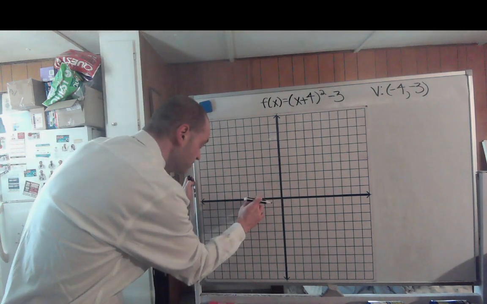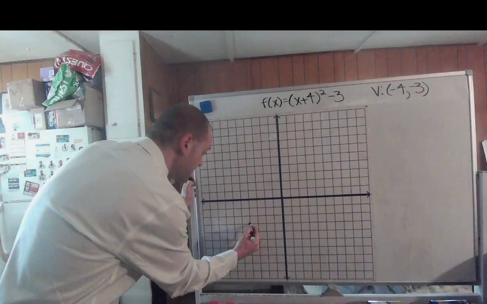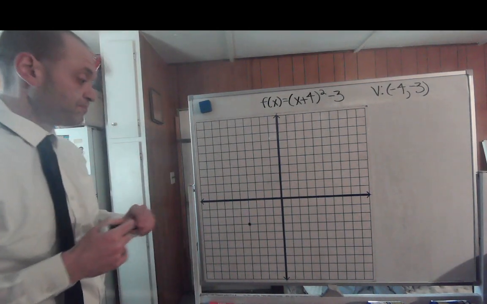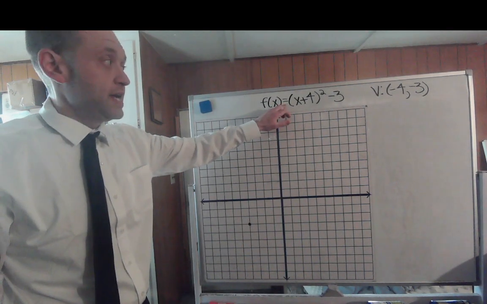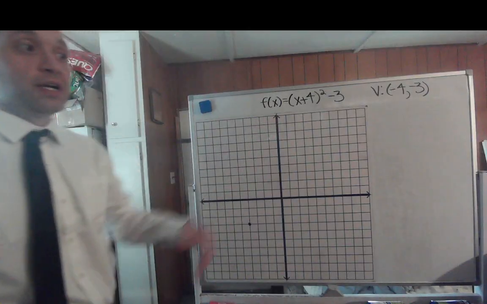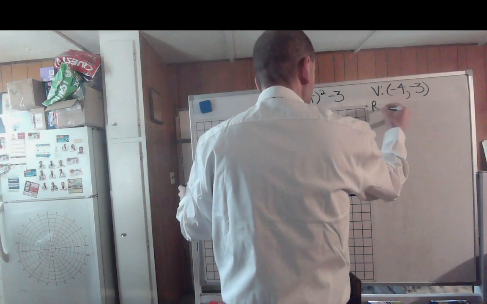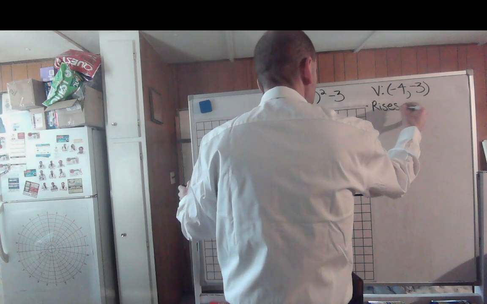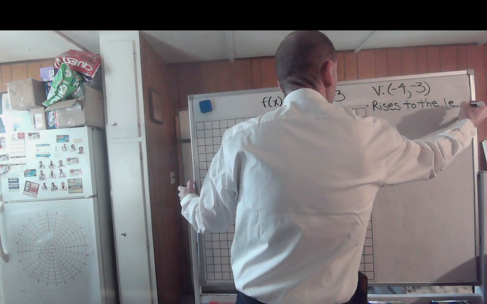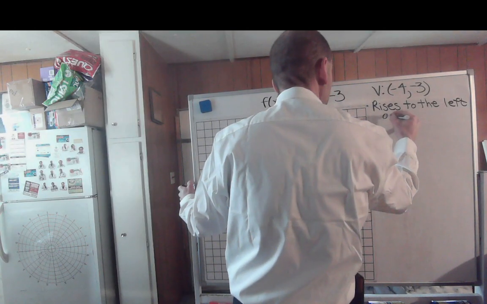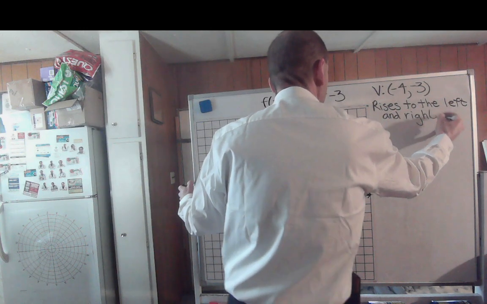So 1, 2, 3, 4, 1, 2, 3. Here's your vertex at negative 4, negative 3. Now let's look at the coefficient outside of the parentheses, your a. It's a positive one. Since your coefficient is positive, that means it's going to rise to the left and right. So it's good to understand what the end behavior is going to look like.